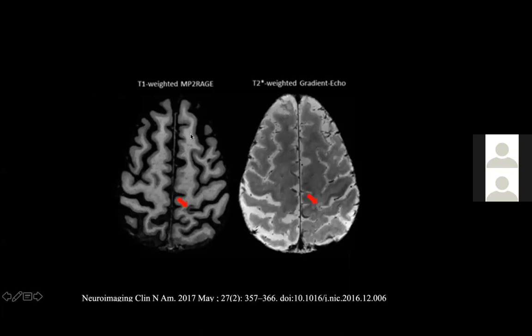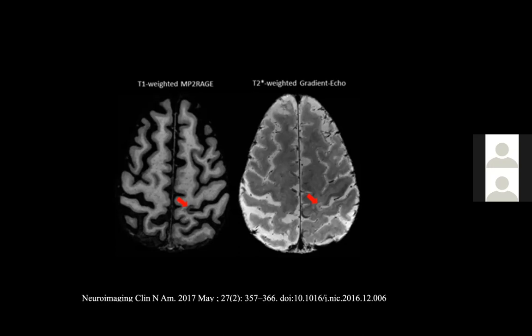Similarly, we can apply multiple other sequences like T2 star weighted images to pick up these cortical lesions, which are not easily picked up on routine MR imaging, because cortical lesions are also shown to correlate with cognitive impairment as well as physical disability of these patients. So picking up cortical lesions is also very important.